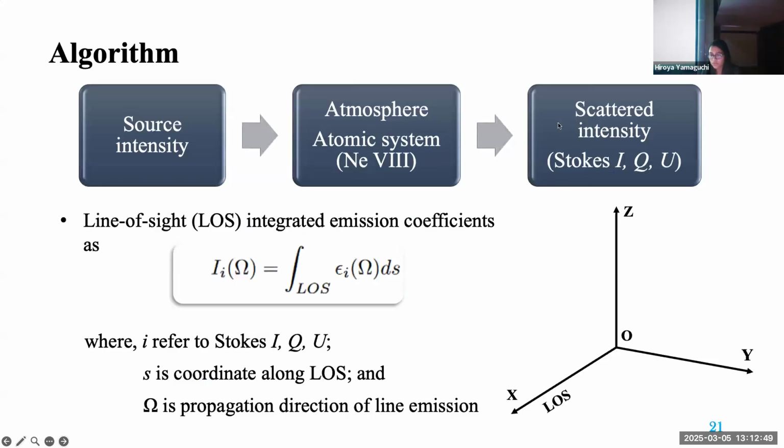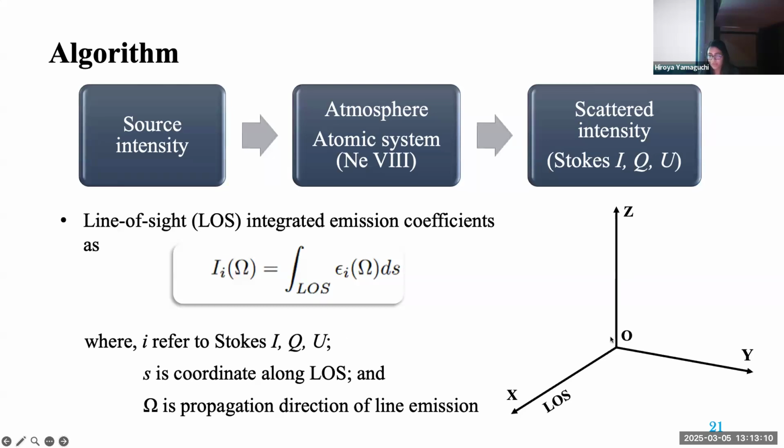So now that we have the source intensity, atmospheric model, and atomic model in FORWARD, we calculated the scattered intensity, which is Stokes I, Q, and U, by integrating the emission coefficients epsilon I along the line of sight. So this is a basic crude geometry.